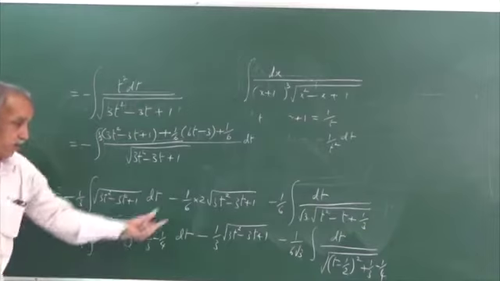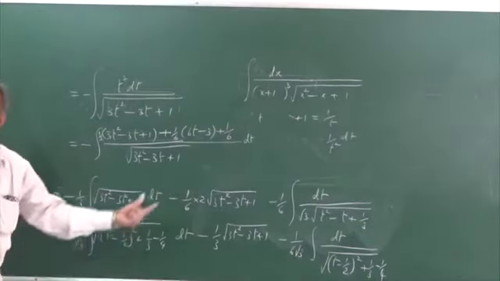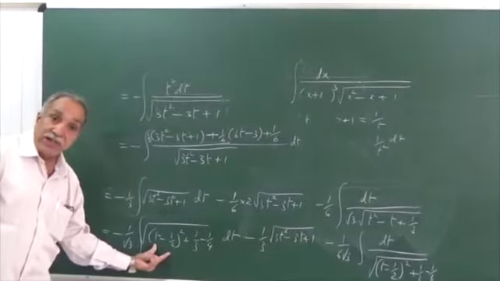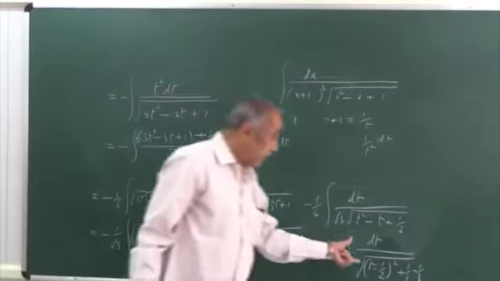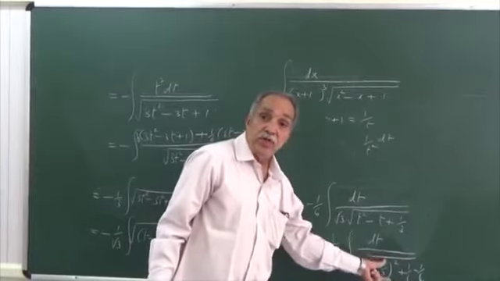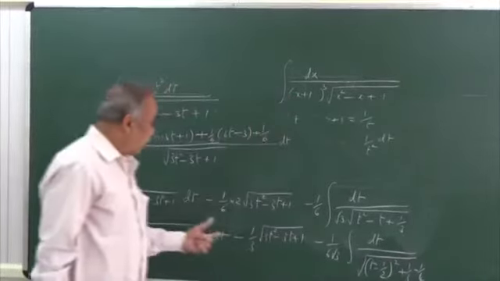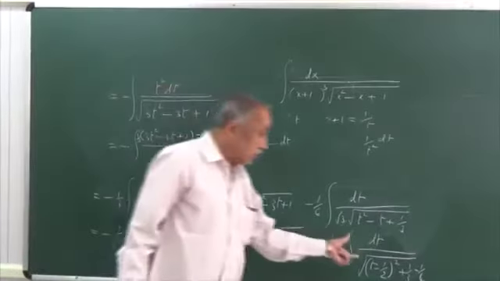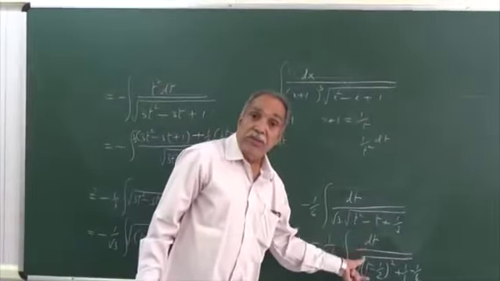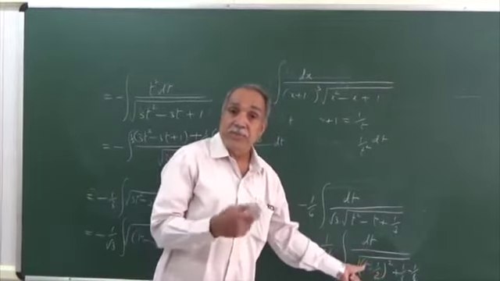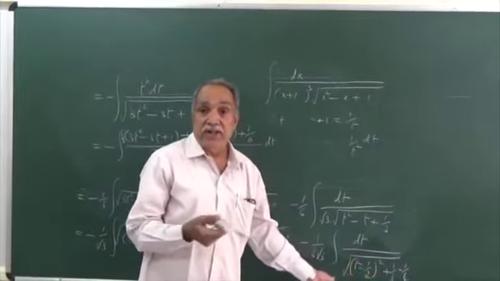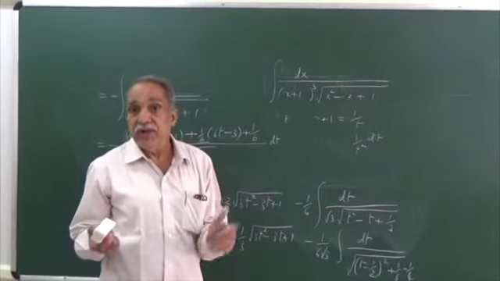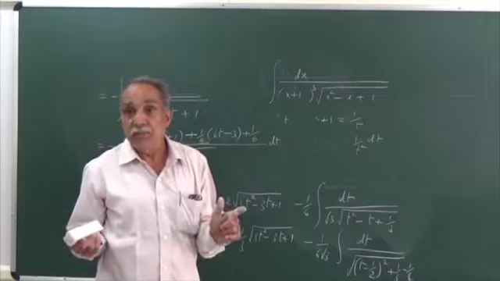Each integrand has been obtained in a particular standard form. This is in the form root of x square plus a square, and this is in the form 1 by root of x square plus a square. You know what is the integral of root x square plus a square. You also know what is the integral of 1 by root x square plus a square. Simply apply the standard results, get the integration performed. If possible, carry out some simplification to obtain the answer in a neat form.